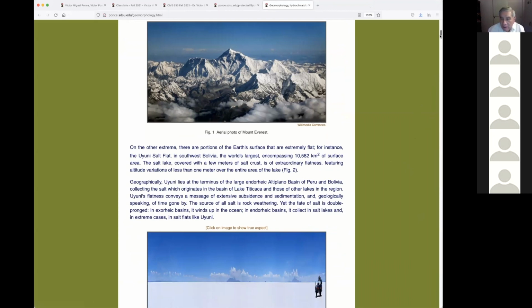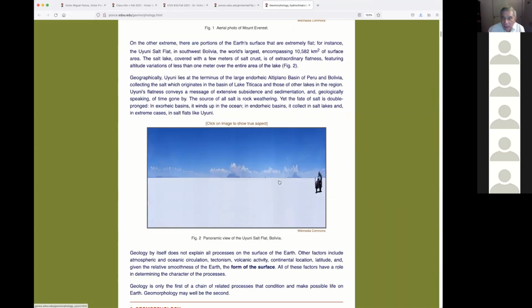On the other extreme, we have situations like the Uyuni Flat in Bolivia, a very large saline lake which encompasses 10,000 square kilometers and is extremely flat. People who have studied this say there's barely a difference of 1 meter between one point and the other. The total elevation difference in the Salar de Uyuni is 1 meter.